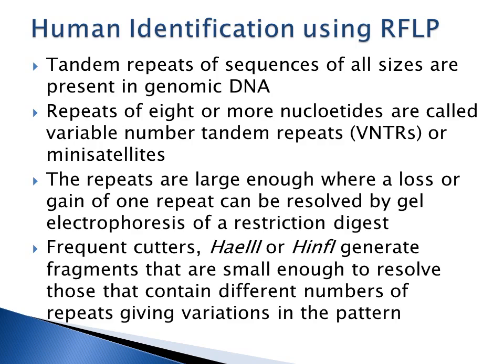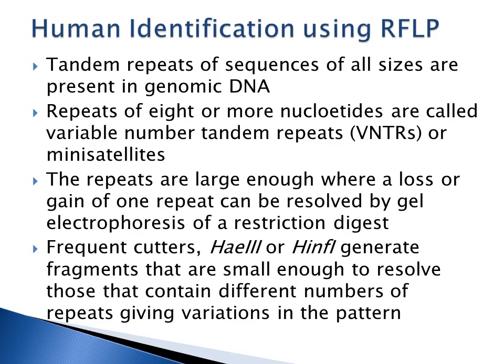You can use RFLP for human identification. So what you have in genomic DNA are tandem repeats of sequences of all different sizes. So your repeats of 8 nucleotides or more are called variable number tandem repeats or minisatellites. The repeats are large enough where if you have a loss or a gain of 1 repeat, you can see this when you resolve your bands on a gel after you use your restriction digestion, your restriction enzymes.